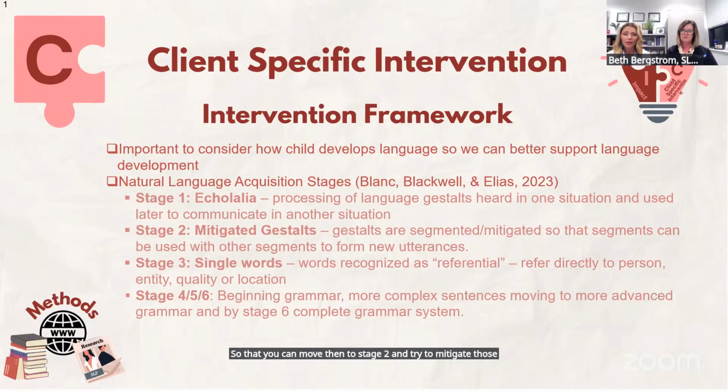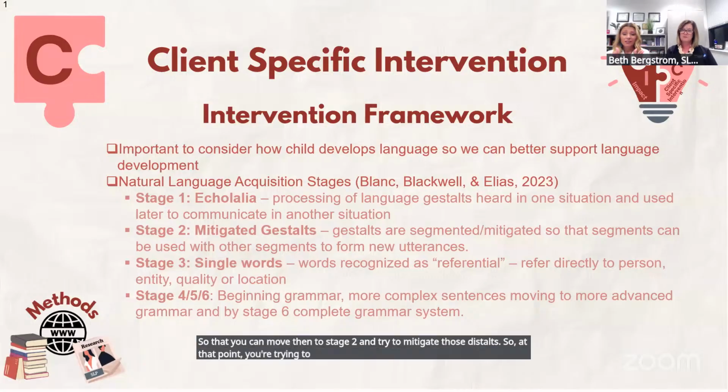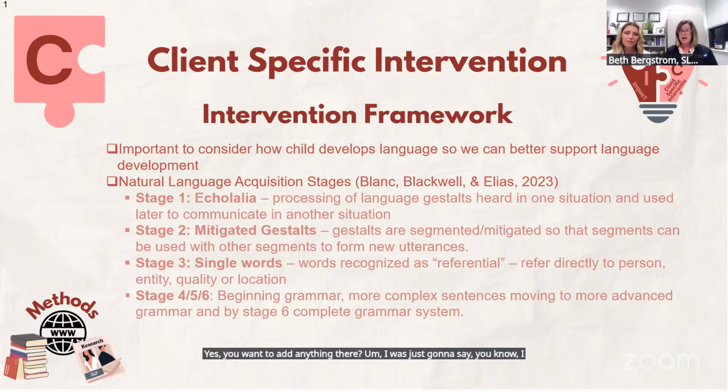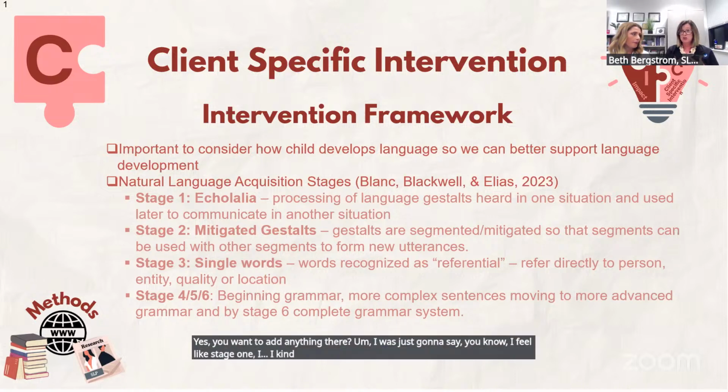At that point, you've got those gestalts established, and you're trying to mitigate them and change them slightly to introduce some more functional phrases. You want to add anything there? I was just going to say, I had Jackson through stage 1 and stage 2, and then he got to a level of 3 and even started to work a little bit on 4.